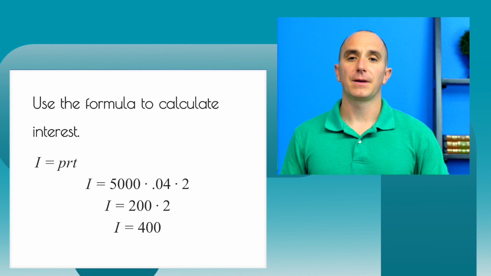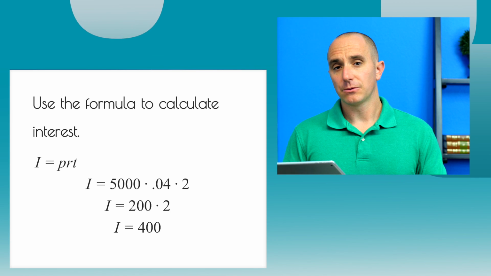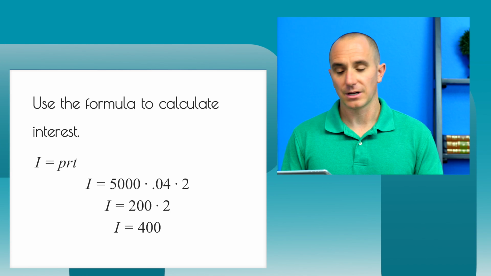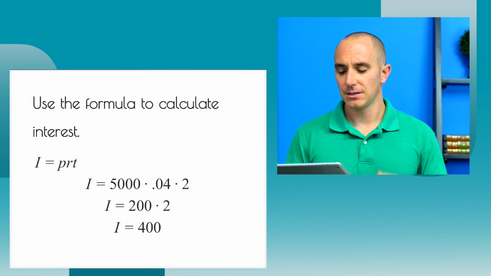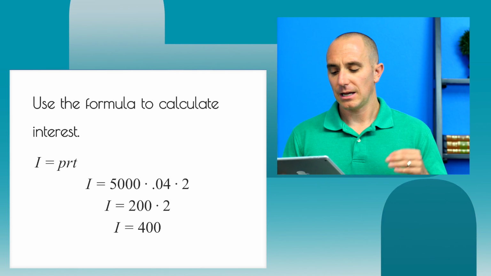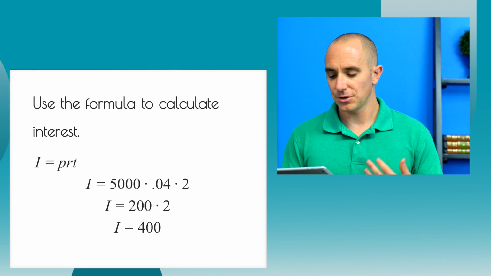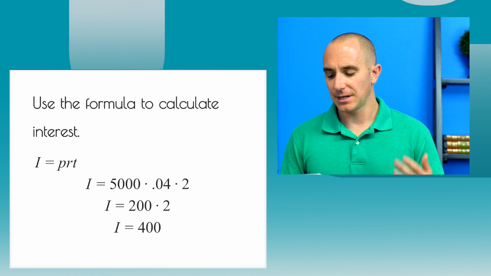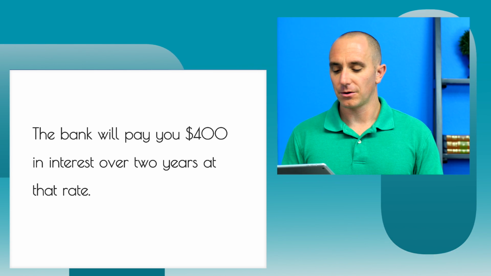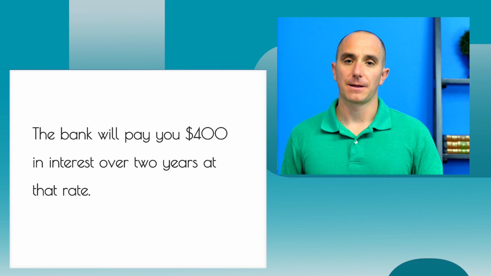Now I set this up in my triangle strategy to kind of work myself down. I think it's very helpful. So I had interest equals 5,000 times 0.04 or 4/100ths times 2. So then I just worked the first part. I did 5,000 times 4/100ths, and 5,000 times 4/100ths is 200. And then I put 200 times 2, and 200 times 2 is 400. So the interest you will have earned after that set period of time is $400. So the bank will pay you that $400 in interest over the 2 years at that percentage rate of 4%.